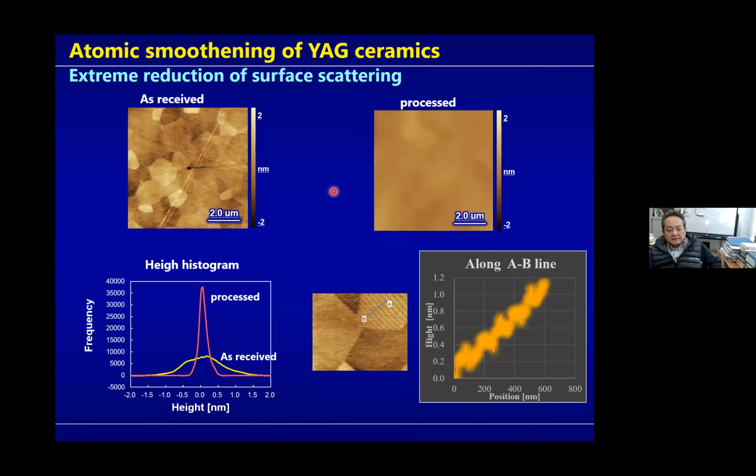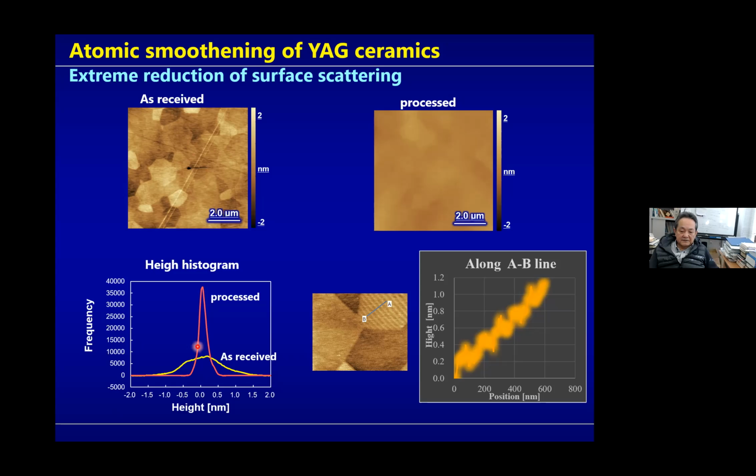And this is another application. This is atomic smoothing of YAG ceramics. YAG means yttrium aluminum garnet. This is a very important laser medium, you know. So for the laser medium, the surface should be flat to reduce the surface scattering of the light. So this kind of atomic smoothness is very important to reduce the surface scattering for the laser medium.